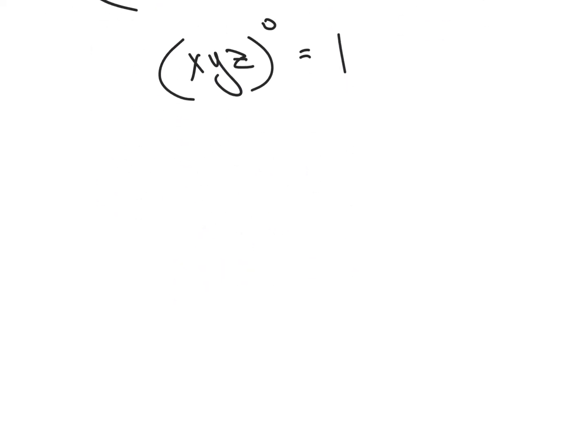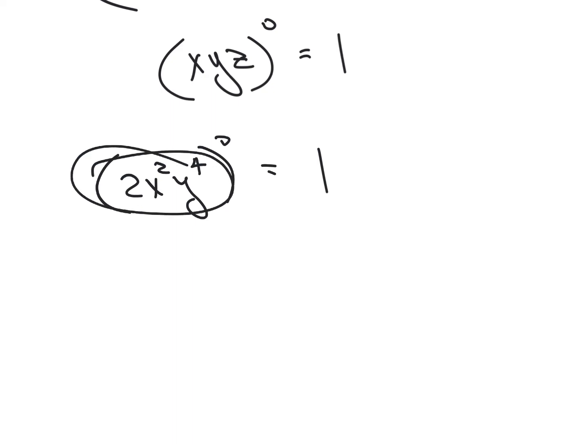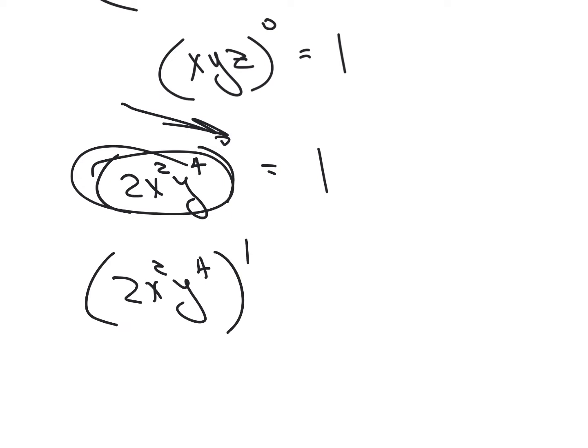So looking at example 11, to the 0 power, 1. You don't have to do anything with this. That 0 trumps everything, and you're done. But what if we have 2x squared y to the 4th to the 1st power? Well, anything to the 1st power is itself. So then we're done with that there.